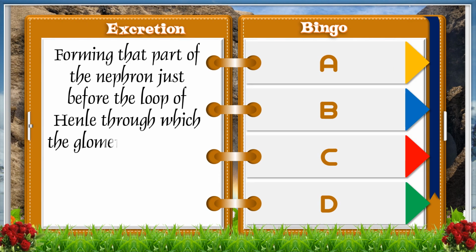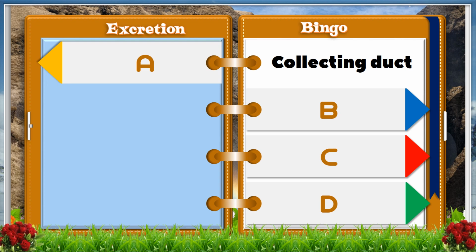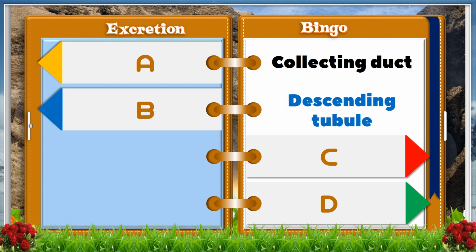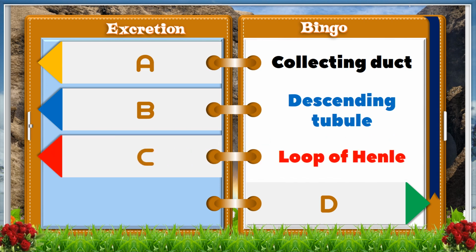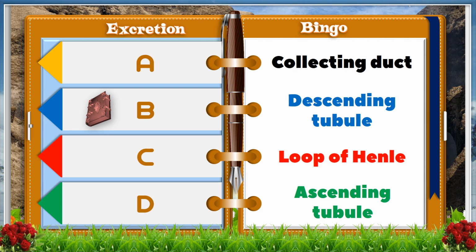Forming that part of the nephron just before the loop of Henle, through which the glomerular filtrate flows downwards, permeable to water only. A. Collecting duct. B. Descending tubule. C. Loop of Henle. D. Ascending tubule. And the answer is B. Descending tubule.